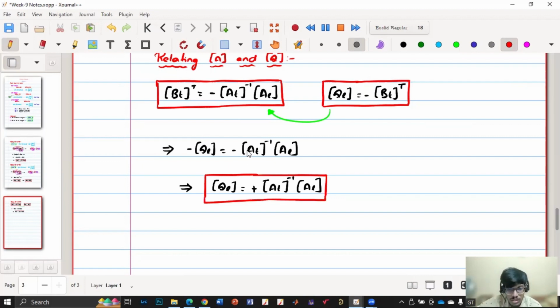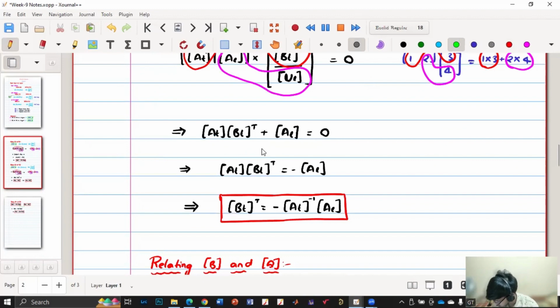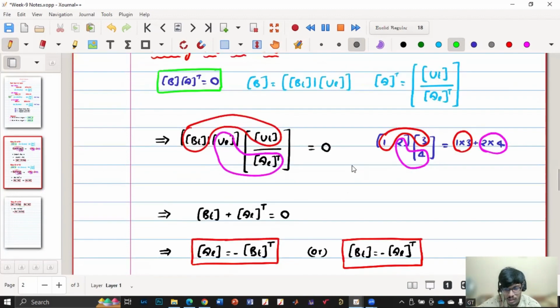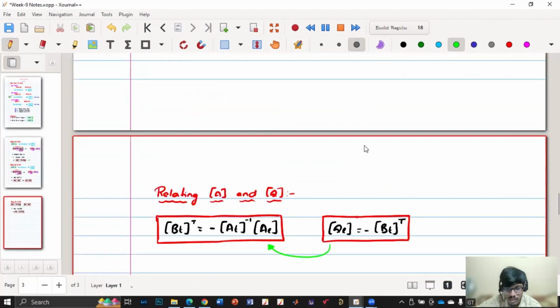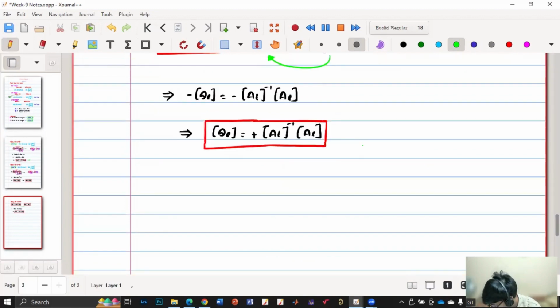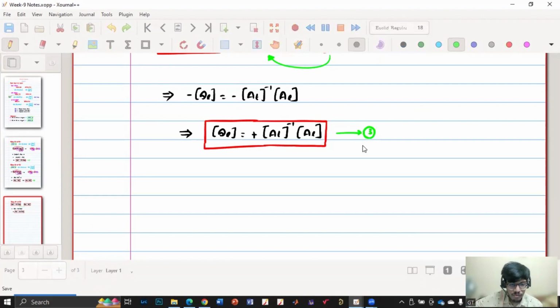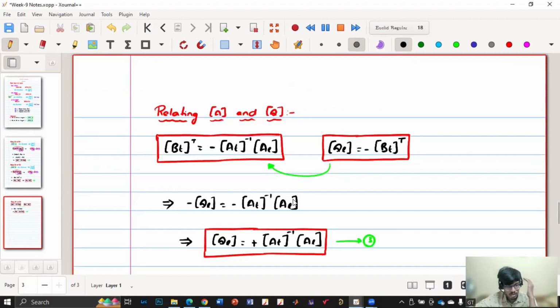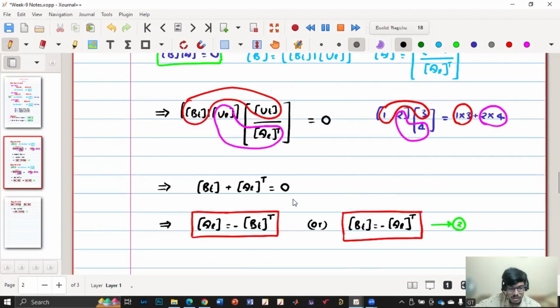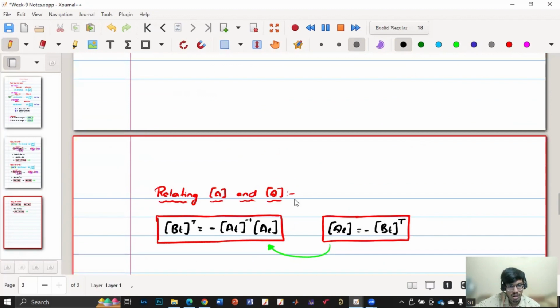So this is our first relation, this is our second relation, and this is our third relation. If one matrix is found, like A matrix is found, you need not repeat and find the other matrices. You can use this relation instead and get the other matrices by doing some inversions and matrix multiplication, and this will directly give us the other matrix. So until this point, is this clear?